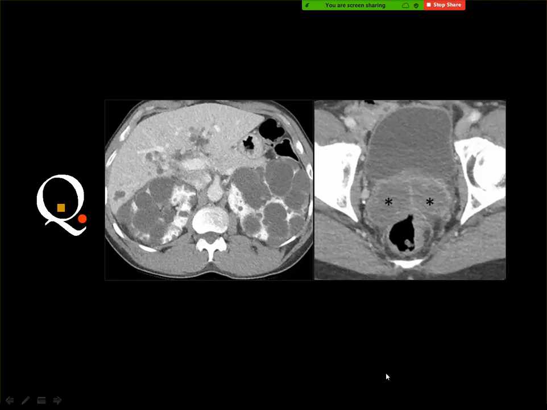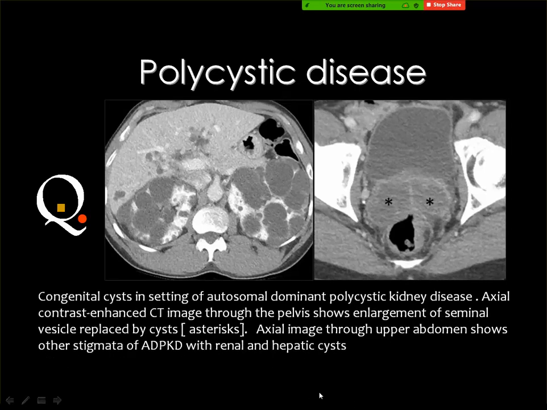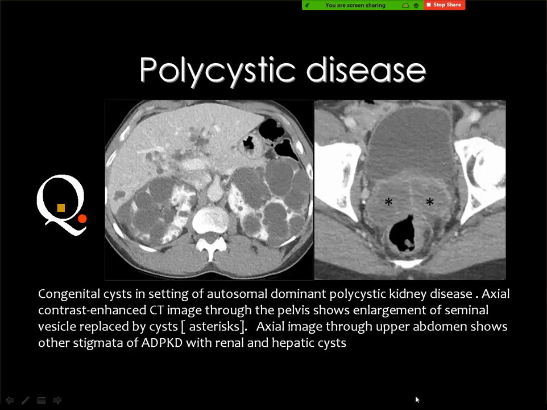Polycystic kidney disease and seminal vesicle cysts. Yes, this is globally polycystic disease affecting the kidneys, the liver, and the seminal vesicle. This is also one of the known criteria for this disease. You can get cysts anywhere, but the seminal vesicles are not that common, yet you can see these lesions in this particular case.